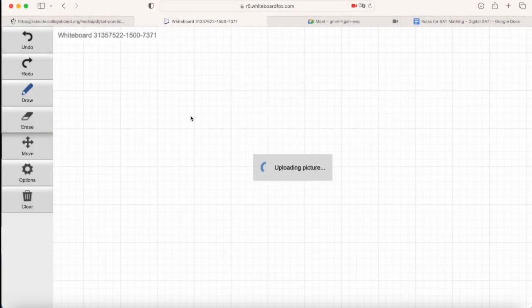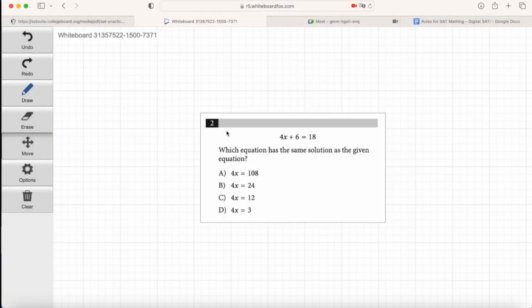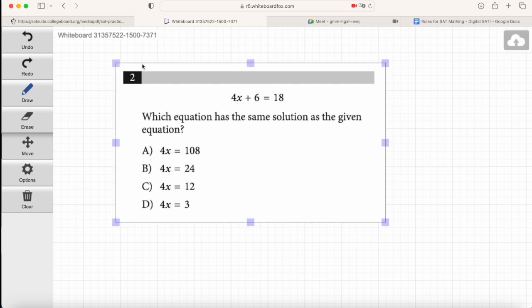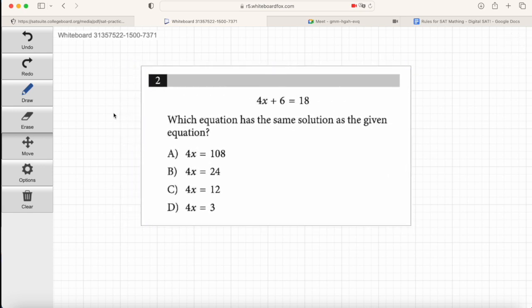Let's just go to the second question. You should see that pop up here on the whiteboard. Go ahead and read question number 2 for us, please. 4x plus 6 equals 18. Which equation has the same solution as the given equation? Yeah, what are we solving for here, Tanner, in this question? Let's make it really clear.